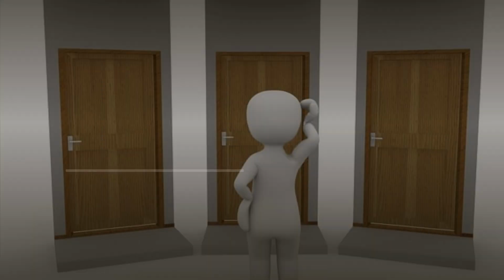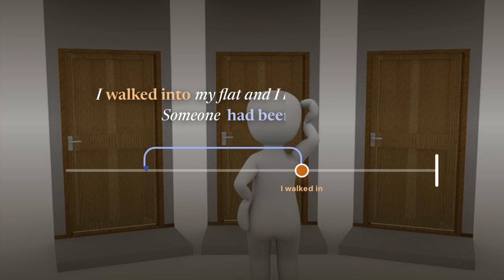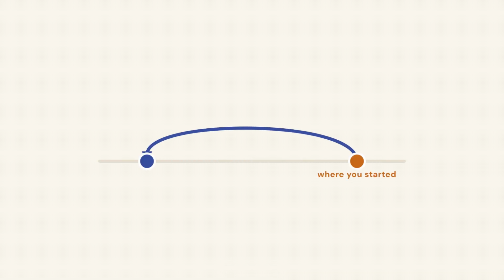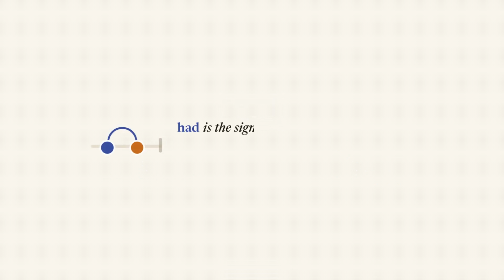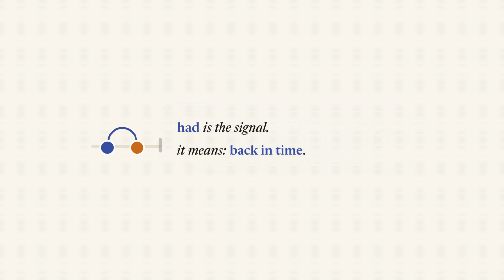Sometimes you start in the middle and then you go back to explain something. I walked into my flat and I knew immediately. Someone had been inside. I started with the flat and then I jumped backwards. The past perfect is the signal that says, careful, we are going back in time now. That is what it buys you. Freedom to tell a story out of order without confusing anybody.